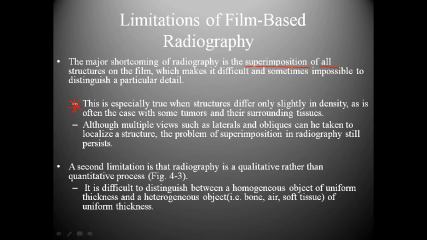A second limitation is that radiography is a qualitative rather than quantitative process. So basically, what we say here is that it's difficult to distinguish between a homogeneous object of uniform thickness and heterogeneous objects such as bone, hair, soft tissue of a uniform thickness. And so basically, it's difficult to distinguish between something that is made out of one thing versus something that is made out of many different things.